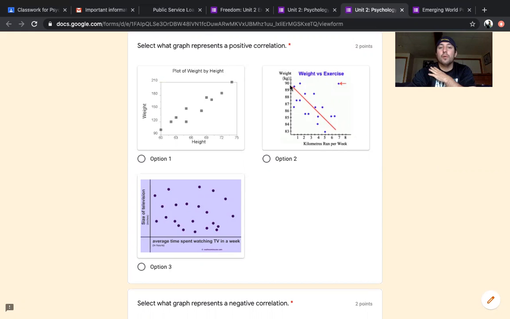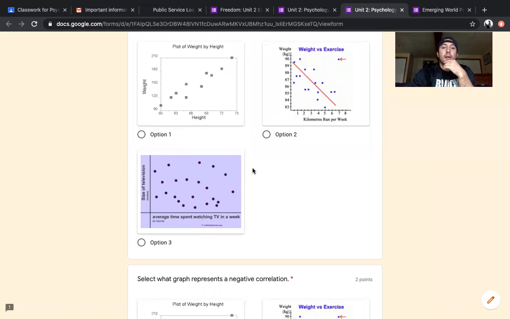Negative, weight and exercise. Okay, so a negative correlation, we see the data points representing a downward slope, showing that there is a negative relationship with weight and exercise. Okay, which is true.